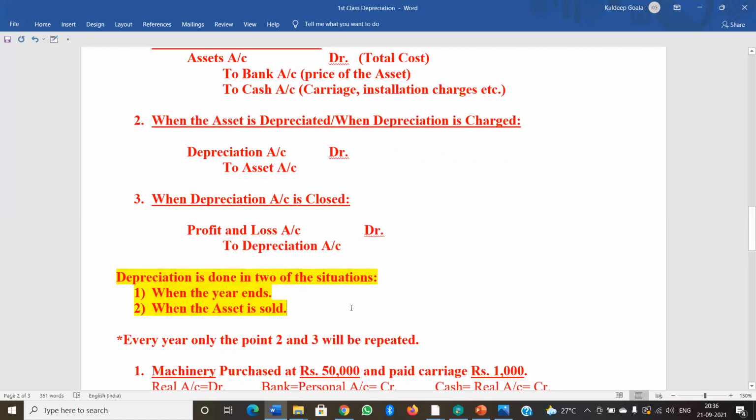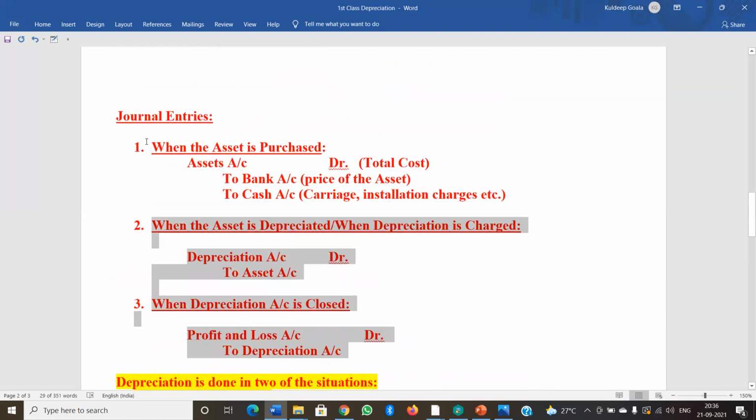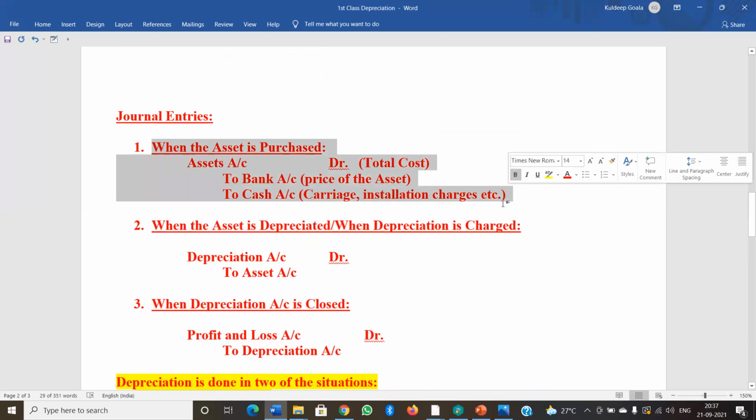So whenever the year ends, you have to do the depreciation and then you have to close it. So first you have to charge the depreciation using this entry, and then you have to close the depreciation using this entry. So this second and the third entry will repeat itself till the asset is there, and the first entry will take place only when the asset is purchased.